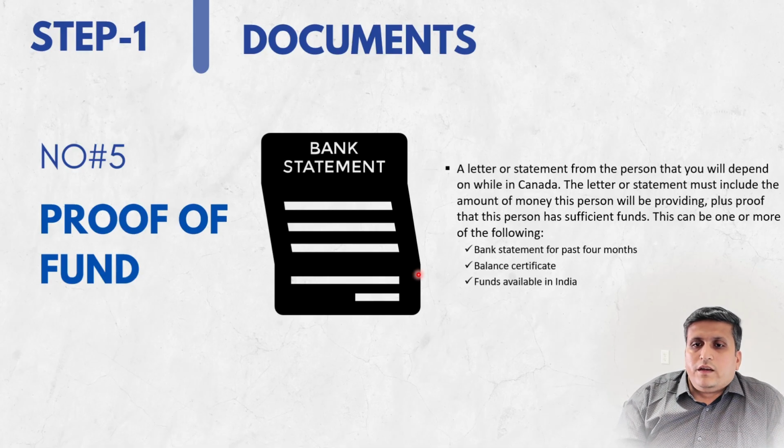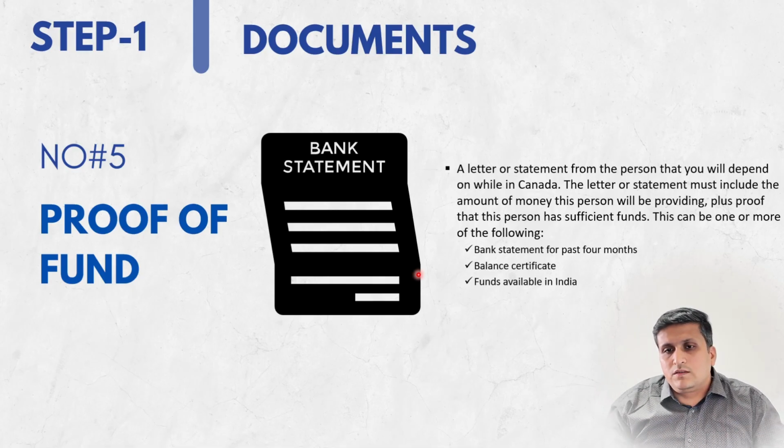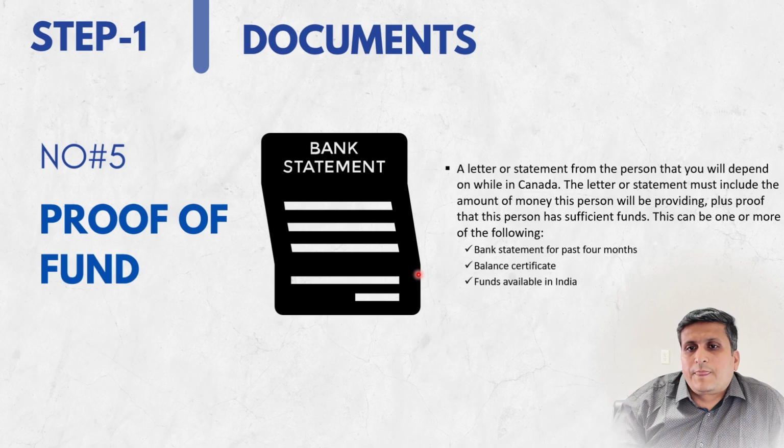So we need a bank statement for the past 4 months. You can also include a bank balance certificate that you can get from the bank, and then with the balance certificate at the top you can include 4 statements for 4 months. You can also include any funds or investments that are available in India or your home country. That will show that you have sufficient funds to support your own family and the parents you are inviting while they are staying in Canada.